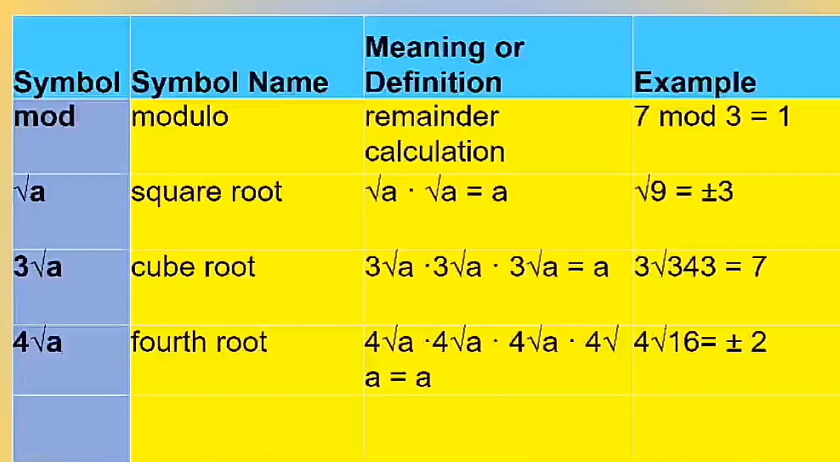Square root symbol. Square root of 9 is 3. Then we have the cube root symbol. Example: cube root of 343 is 7. Then is the fourth root symbol. For example, fourth root of 16 is 2.